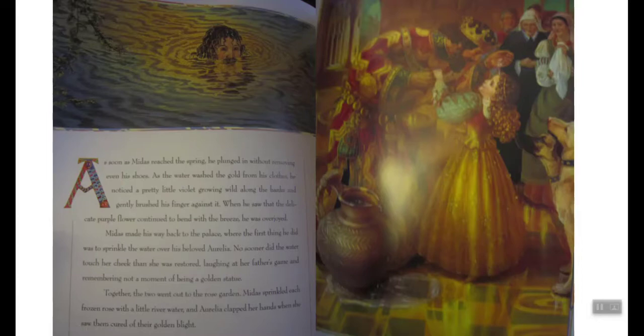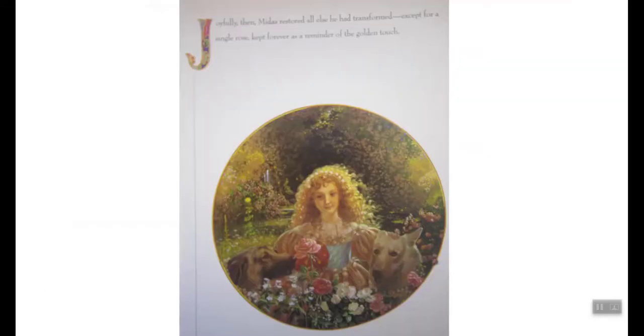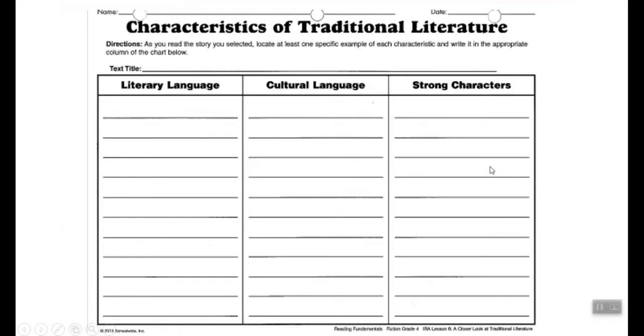As soon as Midas reached the spring, he plunged in without removing even his shoes, and he washed the gold from his clothes. He noticed a pretty little violet growing along the banks, and gently brushed it against his finger. These were all examples of literary rich language. And joyfully then Midas restored all else that he had transformed, except for a little single rose he kept forever as a reminder of the golden touch.